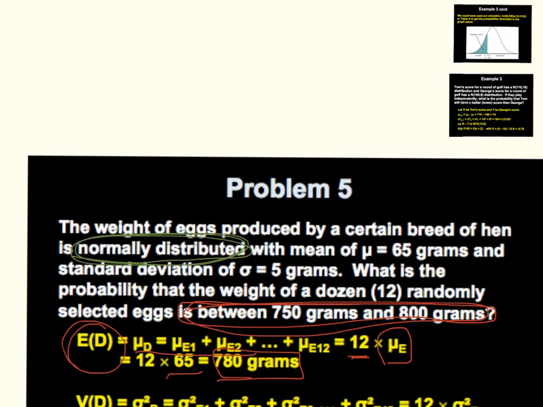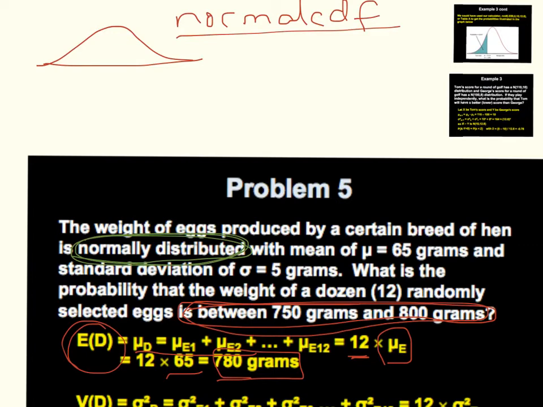You got to say, oh, it's normal. So then that means there's a normal distribution here, and I can use z-scores and, more importantly, normal CDF. That's what we want here. Now, in order to use normal CDF, okay, so I got the 780 here. Just figure that out down here. But I need a standard deviation. And how do I get that?